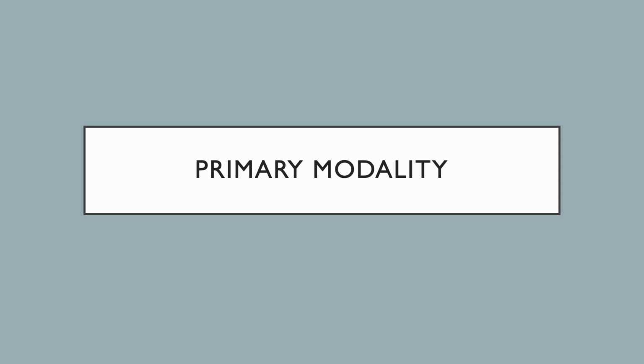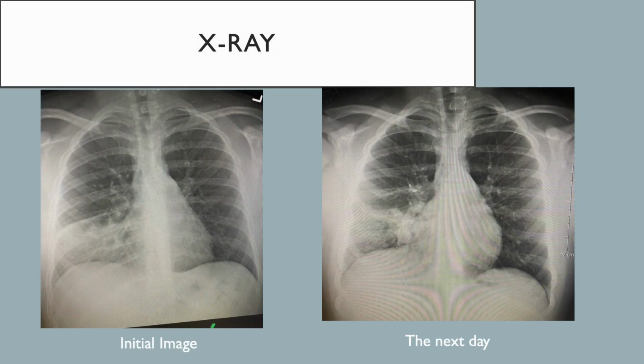The primary modality that pneumonia is seen on first is X-ray. On this image, the patient that I took this X-ray on, you could clearly see the right lower costophrenic angle has some haziness appearance to it.